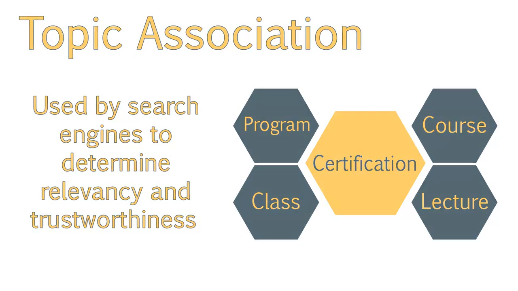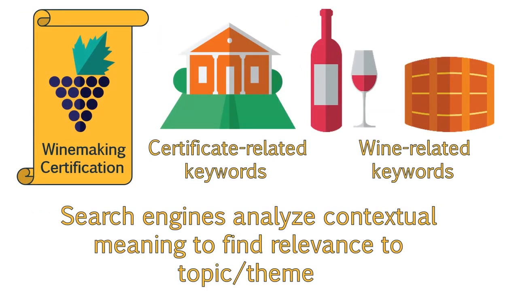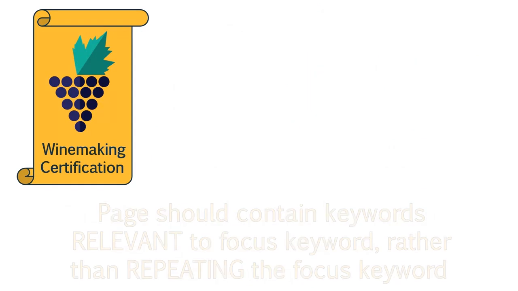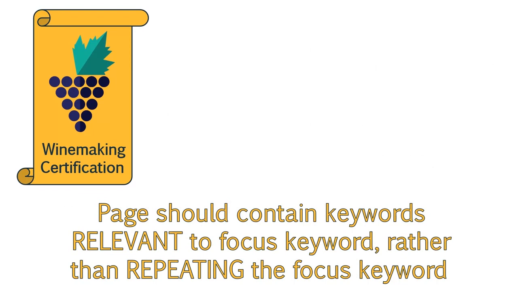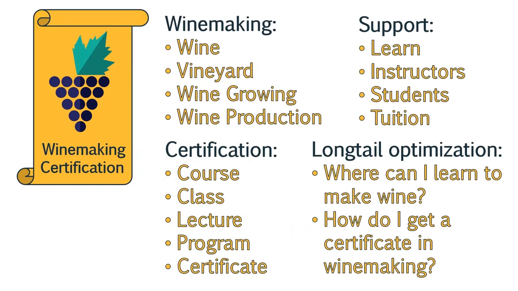or for client sites. Google will now look more at contextual meaning of a web page and the content served throughout the site to determine relevancy for a theme or set of topics that your site should rank for. This means that a page should contain keywords relevant to your focus keyword rather than choosing a single focus keyword and repeating it throughout the content several times.